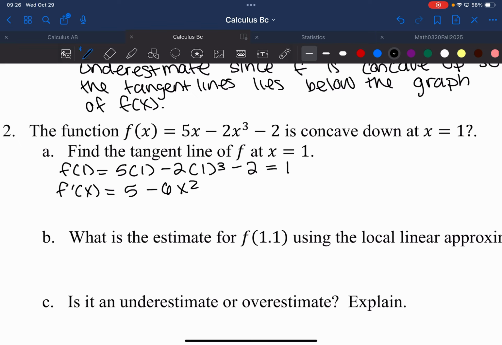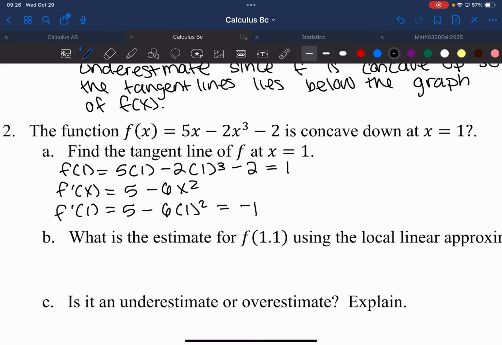Okay, took the derivative of 5x, got 5. The derivative of negative 2x cubed, using the power rule, got negative 6x squared. And then the negative 2 went away. And then I'm going to plug in 1 into that derivative. So f prime of 1 is equal to 5 minus 6 times 1 squared, which is negative 1.